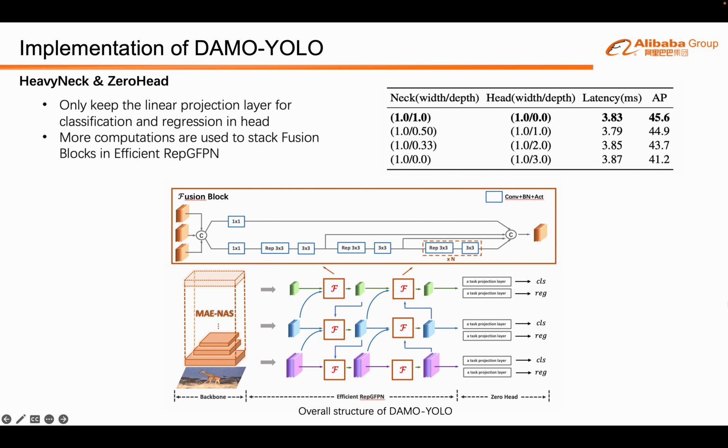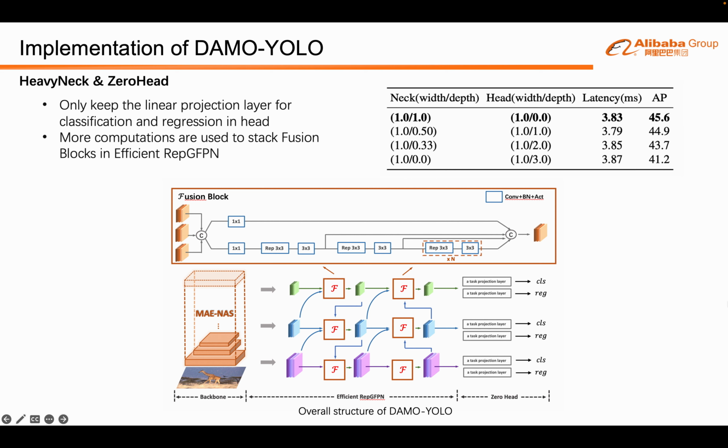The results show that under the specific latency constraint, the deeper the efficient RepGFPN is, the better performance the model achieves. Hence, we assign most of the FLOPs to the neck to stack more fusion blocks, and only keep a linear projection layer in the head for classification and regression. We name the head with only one layer as zero head, and the design paradigm to assign most FLOPs to the neck as heavy neck paradigm.